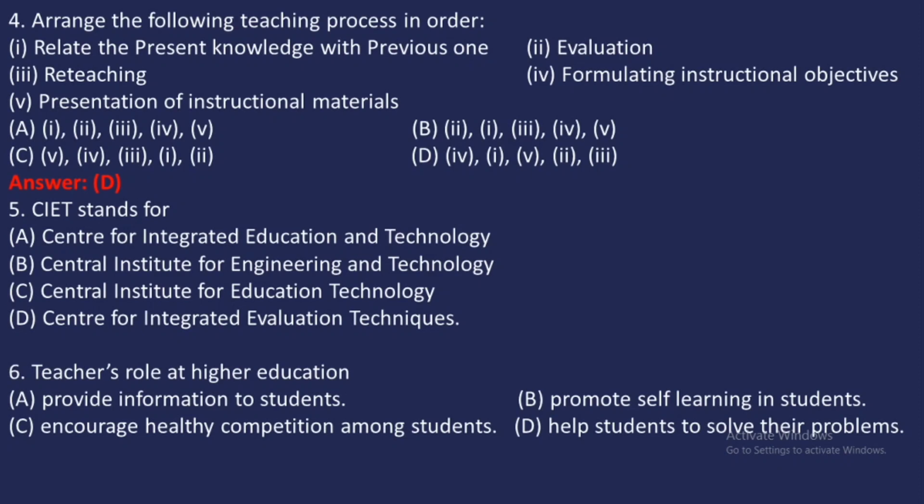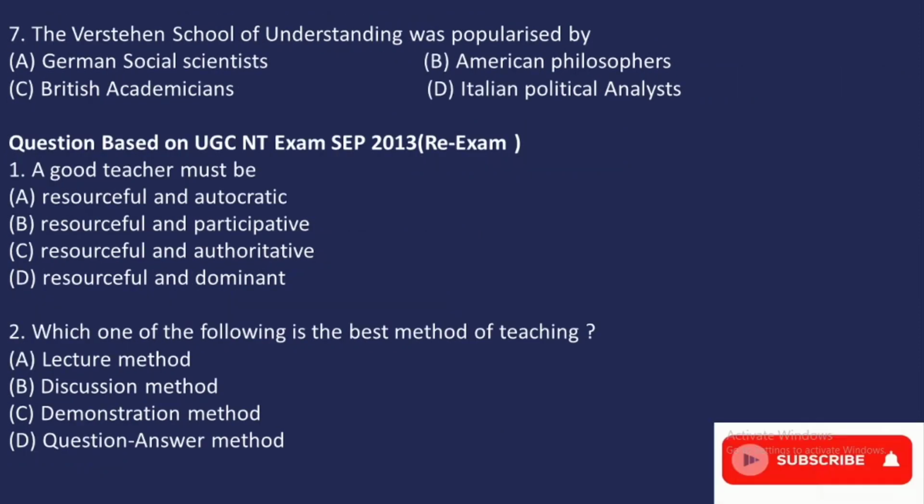Here CIET stands for Central Institute of Educational Technology. That is option C. Teachers' role at higher education is, that is B, promote self-learning in students. The Western School of Understanding was popularized by, here they have again 4 options. The right one is German social scientists.